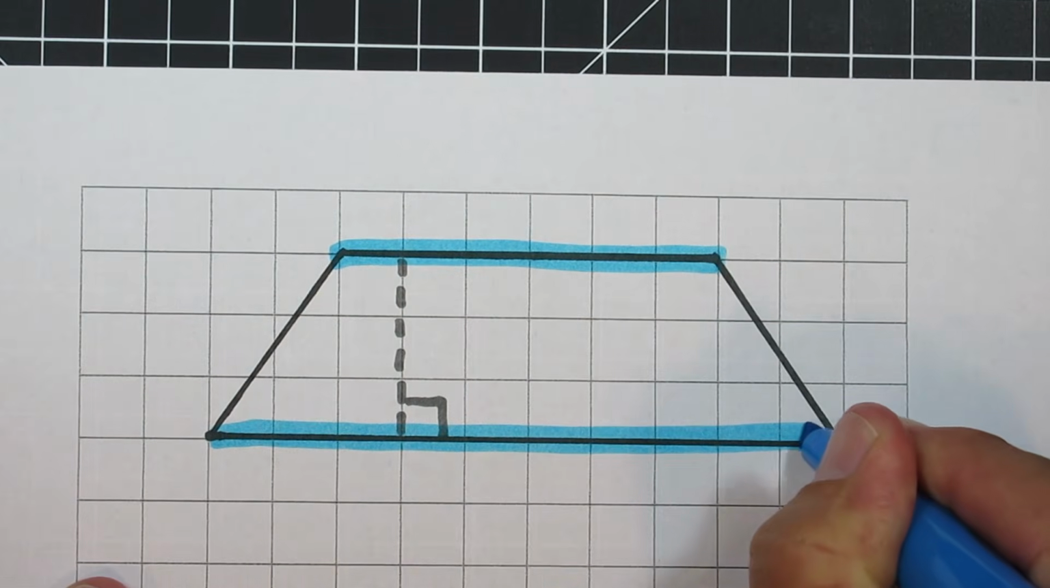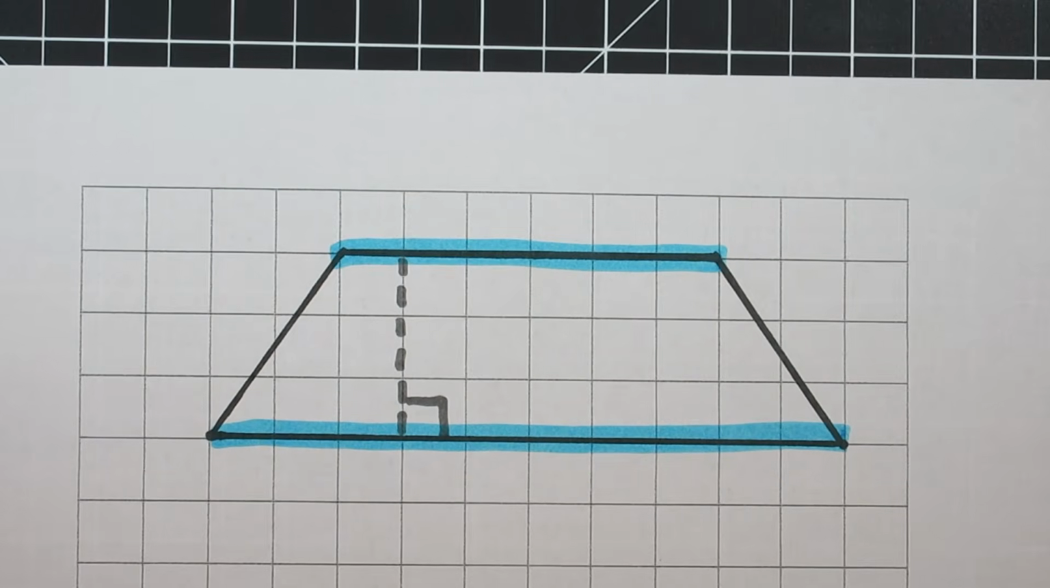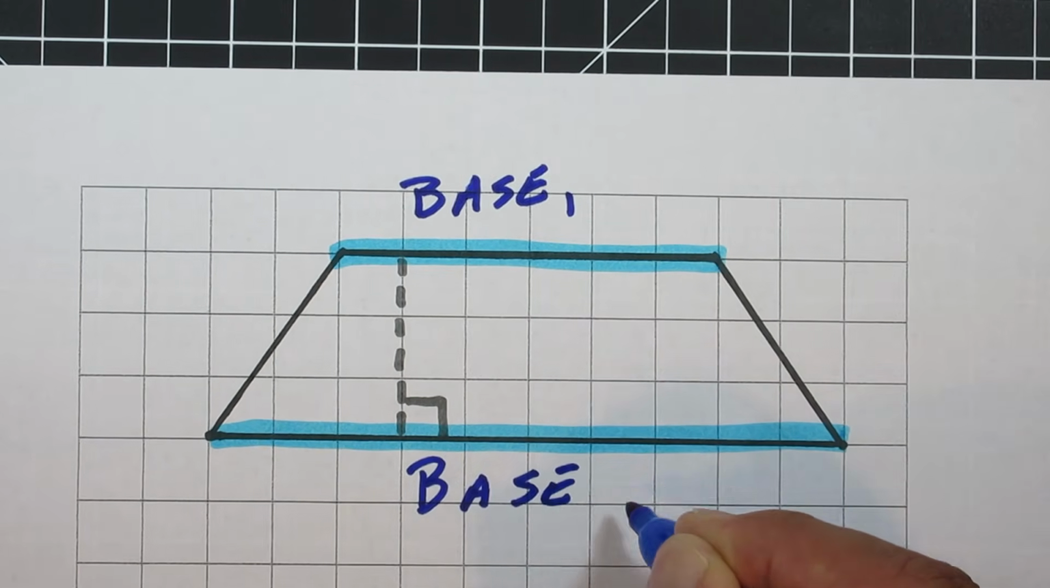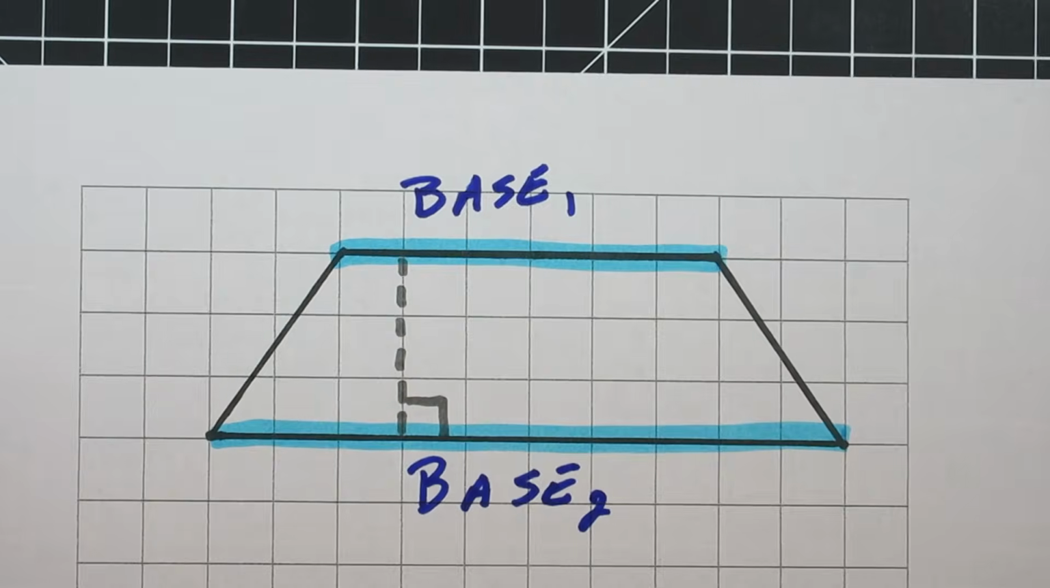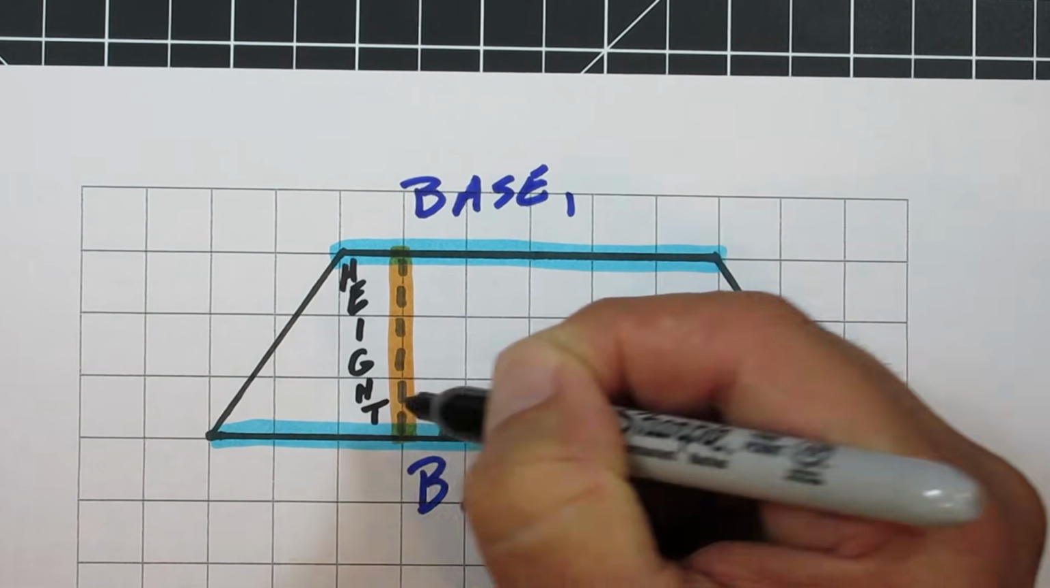Now, here's a different trapezoid, and it's the same thing. You have the two lines that are parallel, base 1 and base 2, and then the line that connects them, the distance that connects them, is referred to as the height.